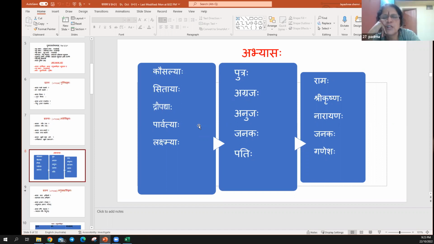Parvati's son is Ganesha. Parvatyaha putraha Ganeshaha. So Parvatyaha, what shabda is it? What does it end with? E.